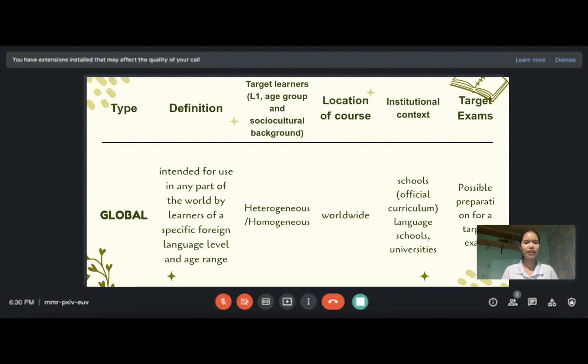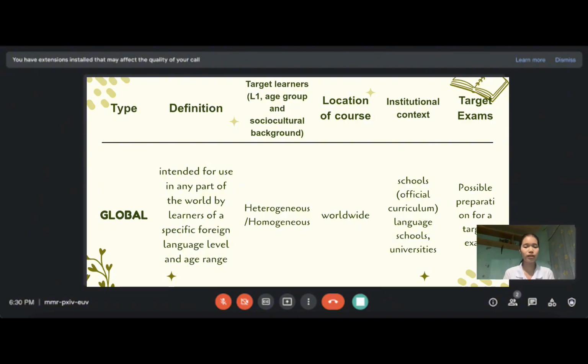Good day everyone, I am Karel May Segura and I will be reporting on this part of our lesson. Now let's take a look at the table shown in our presentation. First, let's start with the type and definition.